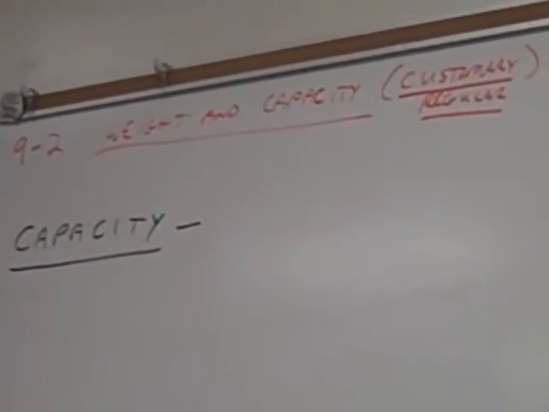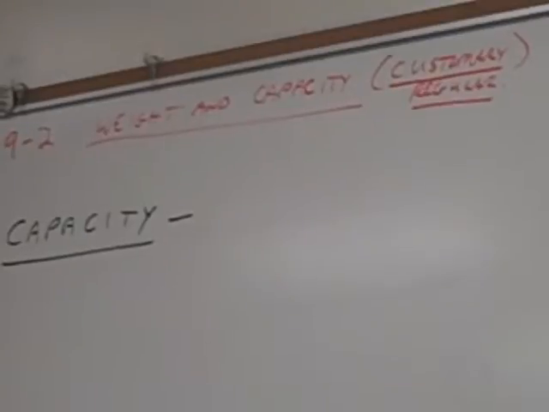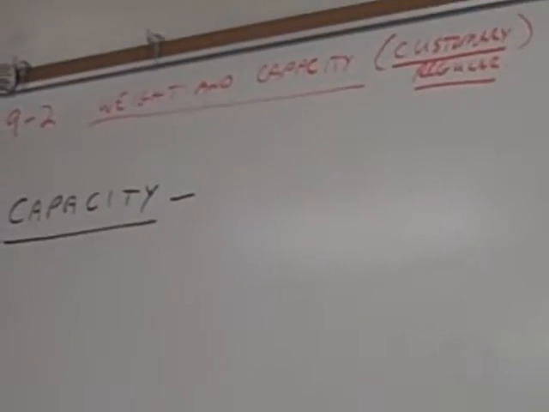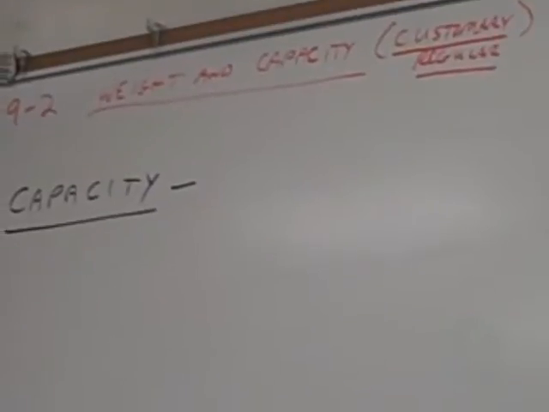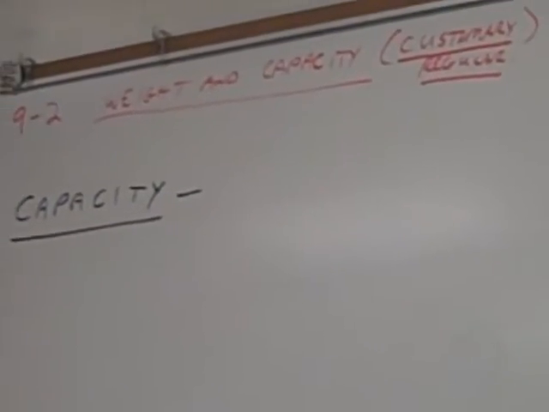Capacity. Now I can't even say it right. Weight and capacity. Customary and regular. We're dumb Americans. We should go with the rest of the world and do metrics, because doing metrics is easier than doing customary. And I'll show you that next week when we start working on metric measurement. All right? But because we Americans still use customary, we have to know this.